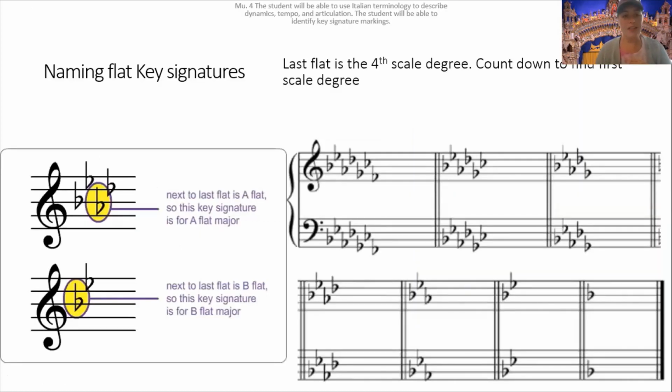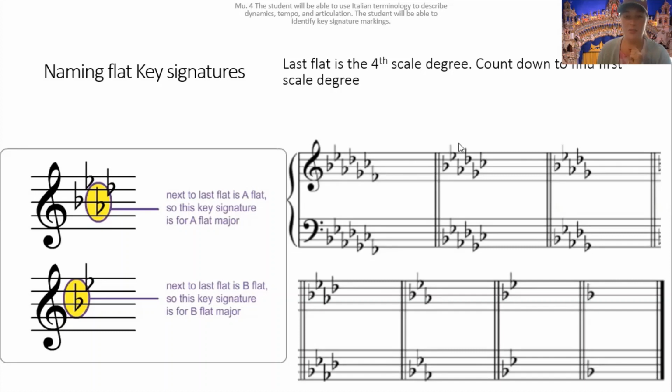Now the rule for finding the name of your flat key signature is a little bit different. The next to the last flat, so not the last one, the next to the last flat is what we're looking for. And that is the name.